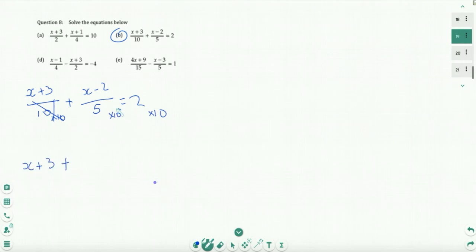Plus, now, do you multiply 10 by the top or the bottom? Well, you always multiply it by the top. So we're going to multiply 10 by x and negative 2. So 10 times x is 10x, and 10 times negative 2 is negative 20, over 5 equals 2 times 10 is 20. So we've got rid of this denominator here. Perfect. Now we've got to get rid of this denominator here.